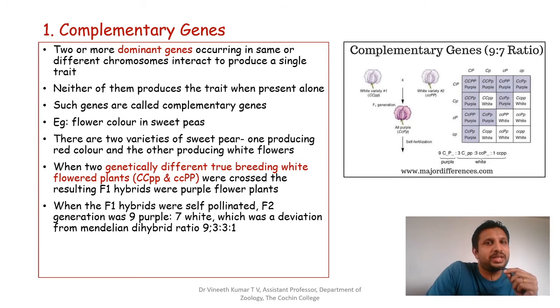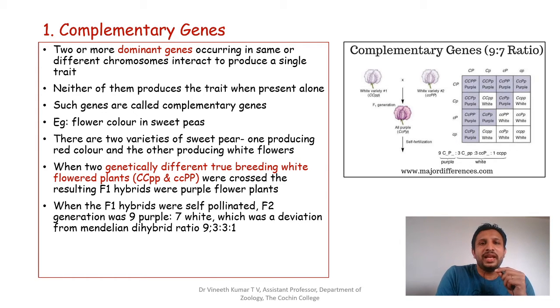And such an interaction of these two dominant genes is referred to as complementary genes. An example of this is the flower color in sweet peas. So there are two varieties of sweet peas. Here there's a spelling mistake. It's not sweet pea, it is sweet peas. One producing red color flower and the other producing white color flowers.